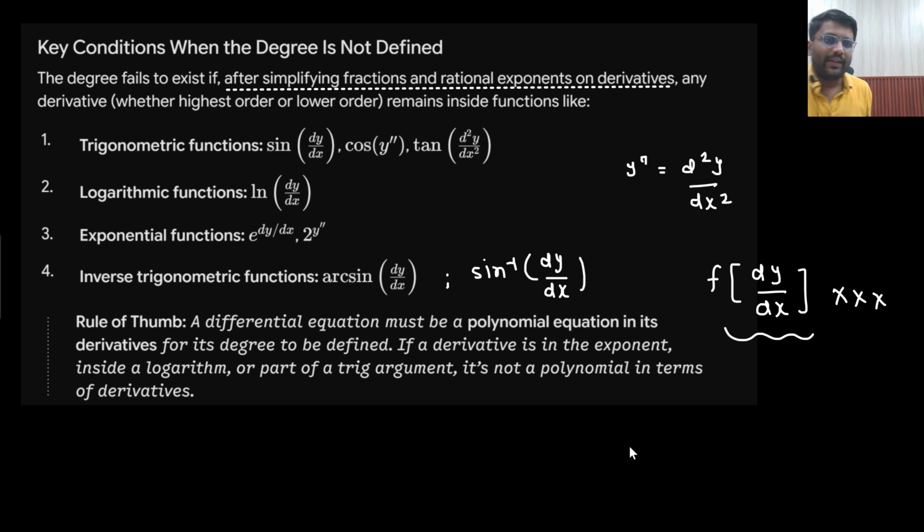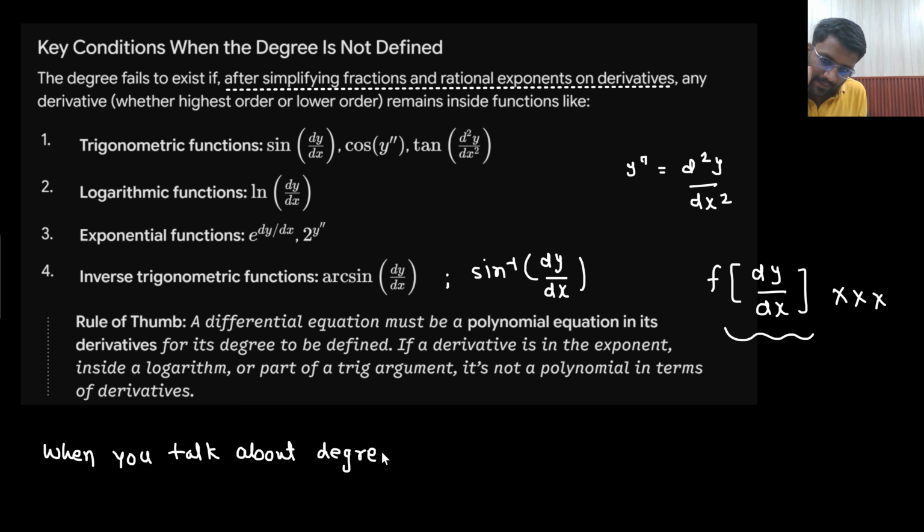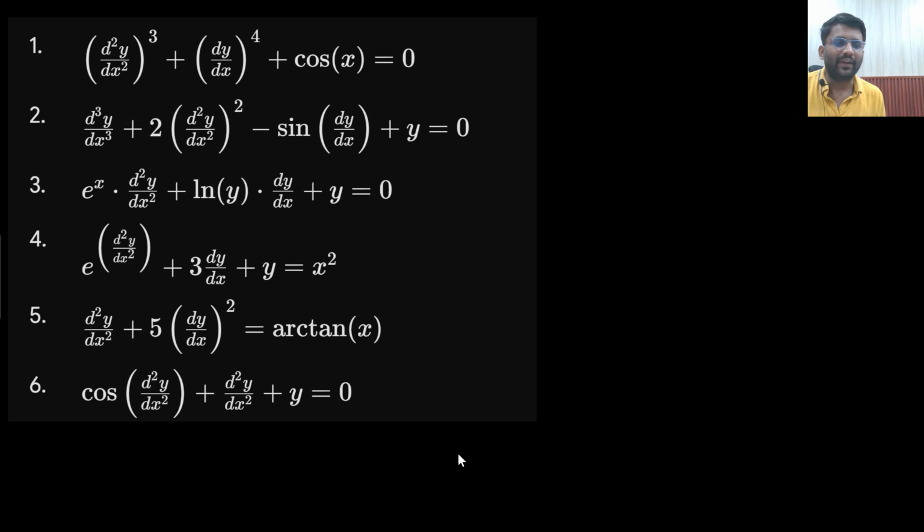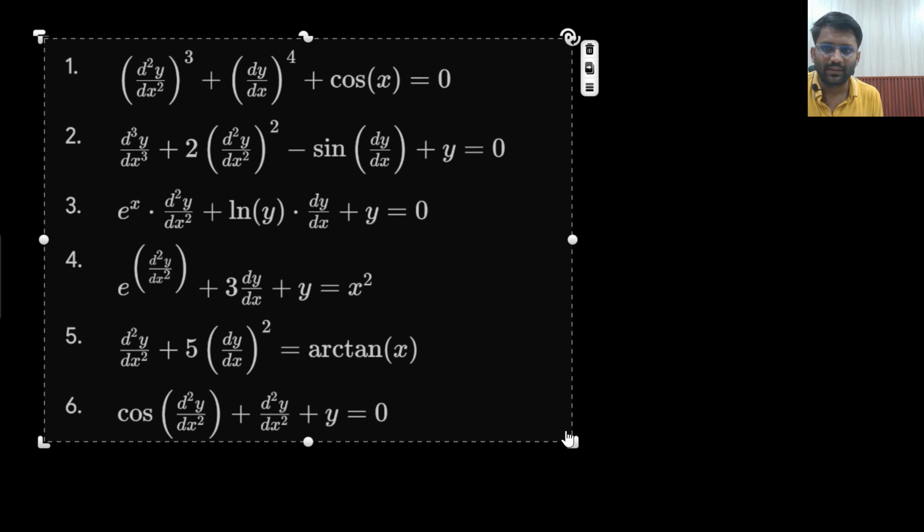Here I will write down an important line. When you talk about degree, y does not matter. Sir, what is the meaning of this line? You will understand. Have some patience. When you talk about the degree, y does not matter. Let's see for which of them degree will be defined, and if it is defined, then what is the degree and what is the order. Let's write down everything.